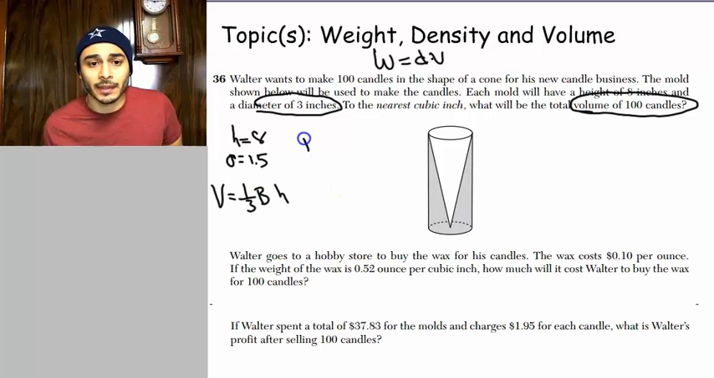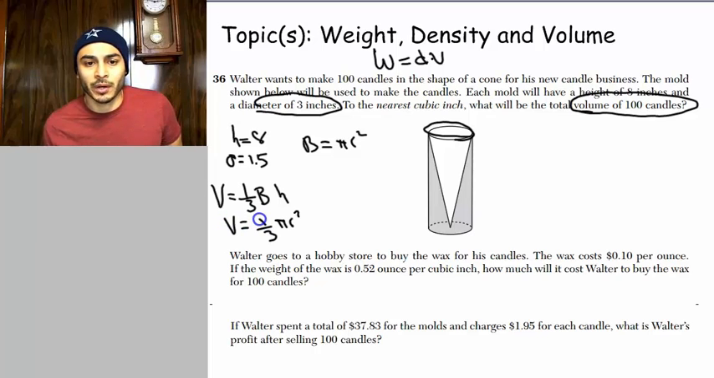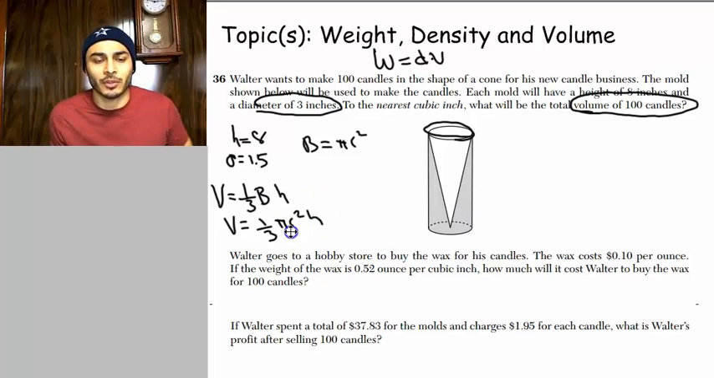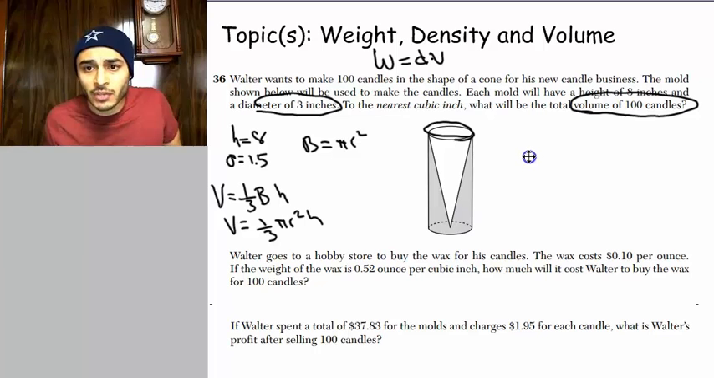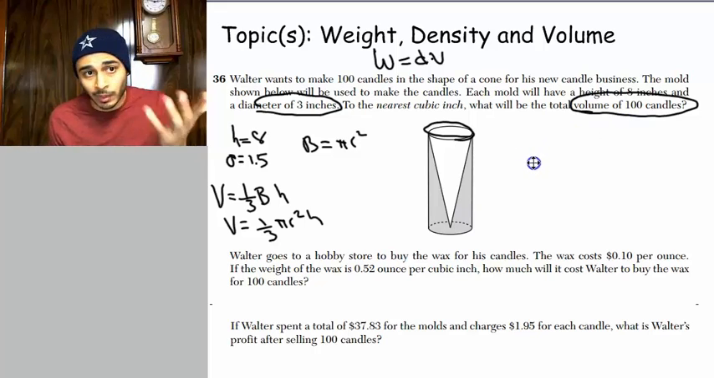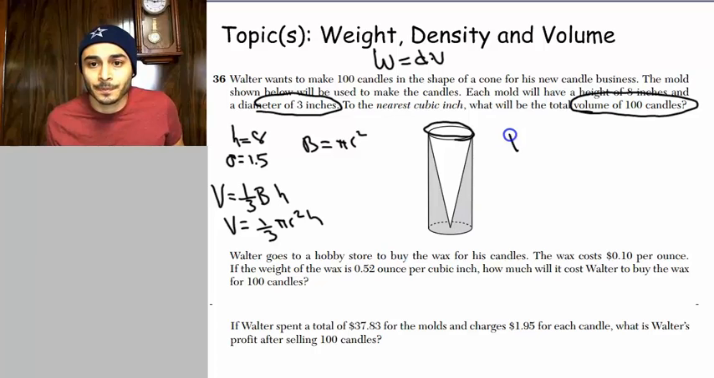But keep in mind that the area of the base is pi r squared because the base is a circle. So the formula is V equals 1/3 pi r squared times the height. That's what we get when we substitute for the area of the base. All right, so I think we have enough information to plug in and find the volume of 100 candles, because we'll find the volume of one candle and then just multiply by 100.